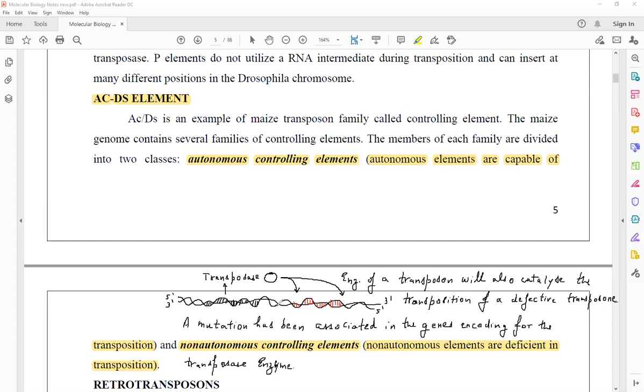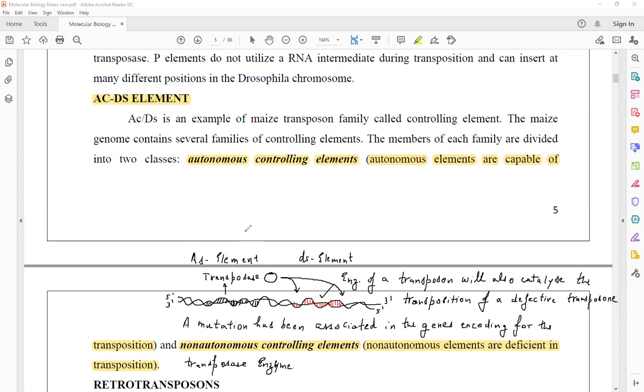Okay, so if there is a defective transposon, then that defective transposon, also referred to as the DS element, could also be made to move with the help of an element that is referred to as the AC element. Do you know who discovered these transposons?